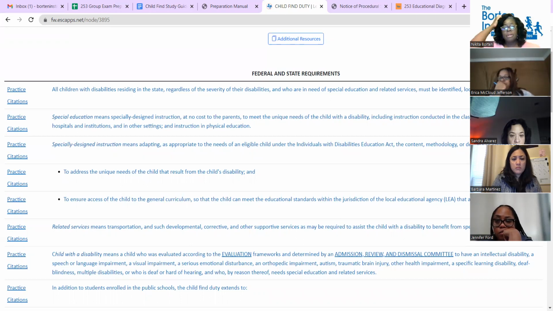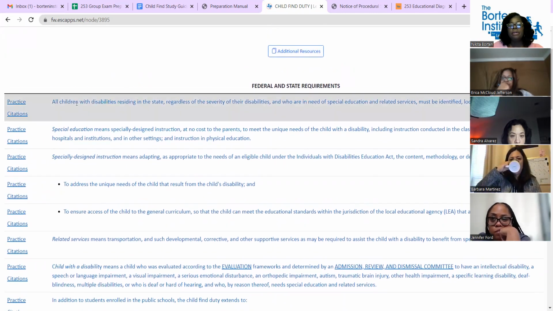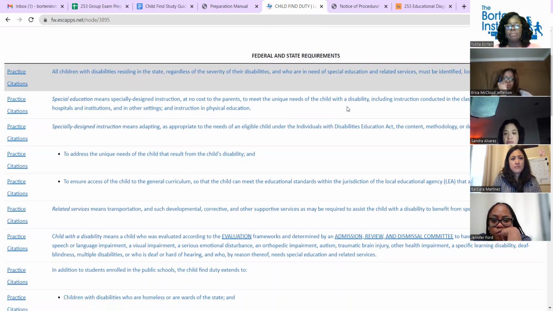Okay, so that's why it's important to know this process. So again, like we saw in the procedural safeguard booklet, this is saying that all children residing in Texas, regardless of the disability, who are in need of, or suspected to need, special ed services or some kind of related services, must be identified, located, and evaluated.